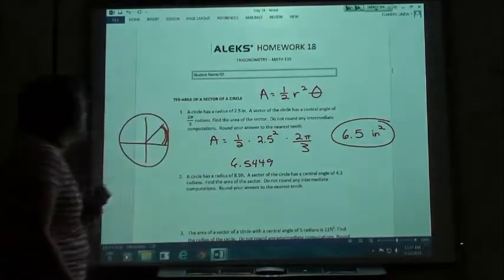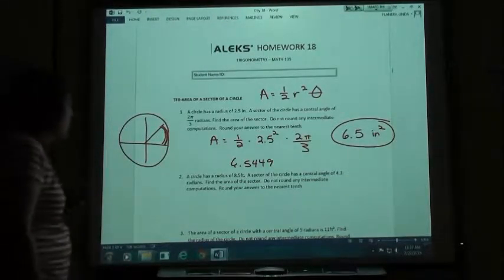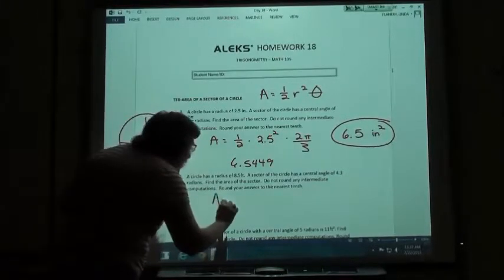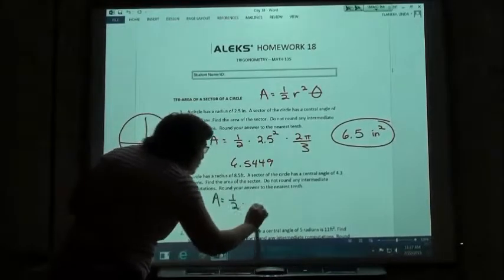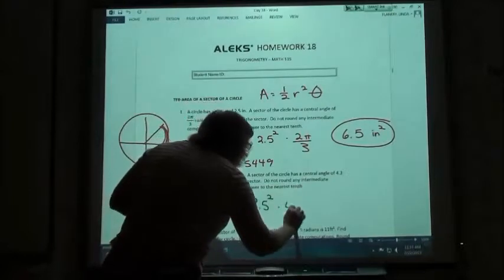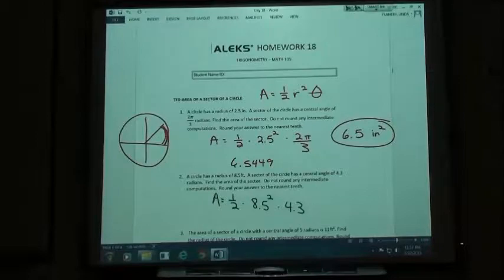A circle has a radius of 8.5 feet. A sector of the circle has a central angle of 4.3 radians. Find the area of the sector. Again, just using my formula, area equals 1/2 times the radius, so 8.5 squared, times the measure of the central angle. And this one, they have the decimal equivalent, so I don't even have to worry about the pi. I'm just going to punch that into my calculator. Now you could use 0.5, obviously, for 1/2. Either way, 1/2 times 8.5 squared times 4.3.